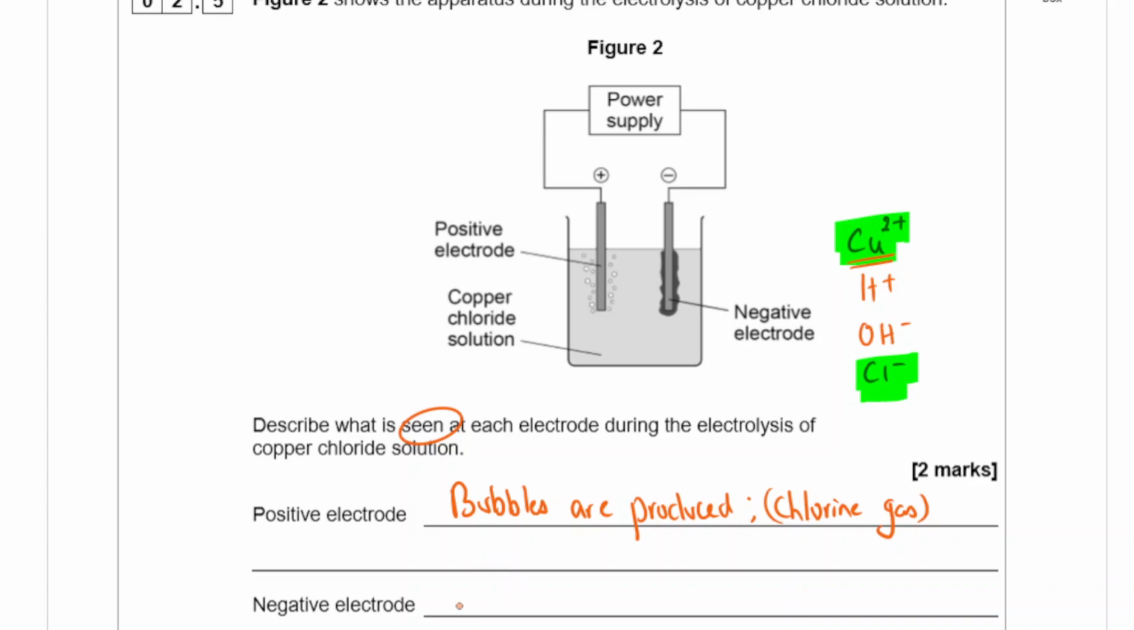So what will we see? We will see an orange solid is formed, which is the copper. You could say it's deposited as well.